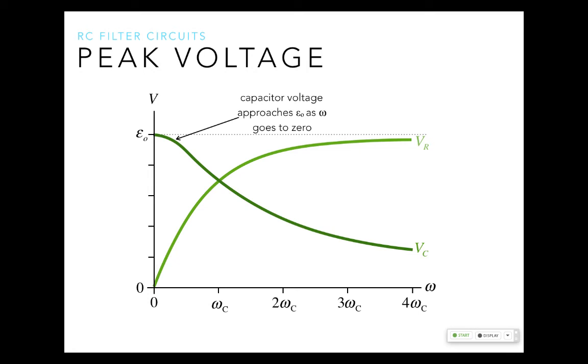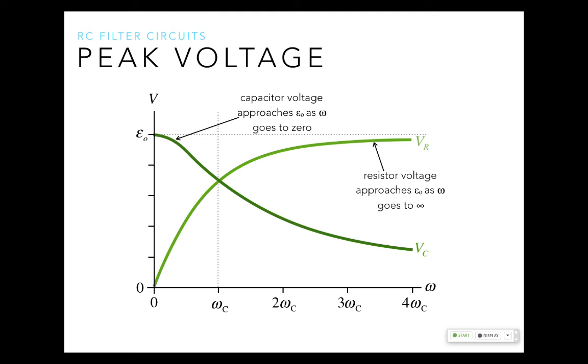Okay? So the capacitor voltage approaches epsilon naught as omega goes to 0, so you get it up here. The resistor voltage, as your frequency gets larger, approaches your source voltage. Okay? And what do you notice about these graphs? Do you think it's significant that they cross here? Yeah. And we have a really clever name for this.